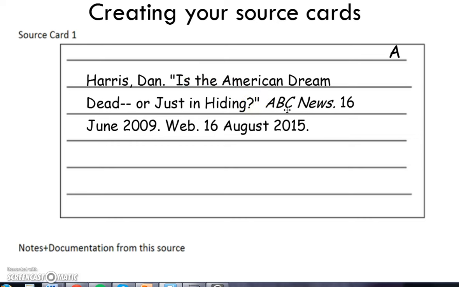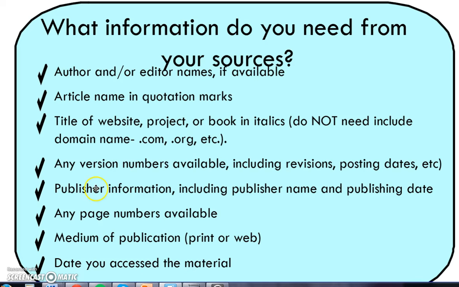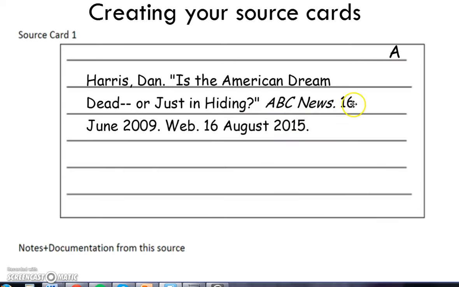And the next information that we had was the website. This is ABC News. Notice there's no .com. All you need is the ABC News. I'm going to go back really quickly to that previous slide. Notice there's no publisher information, no page numbers. Okay, so the next thing we went to was the date of the publication, followed by a period.